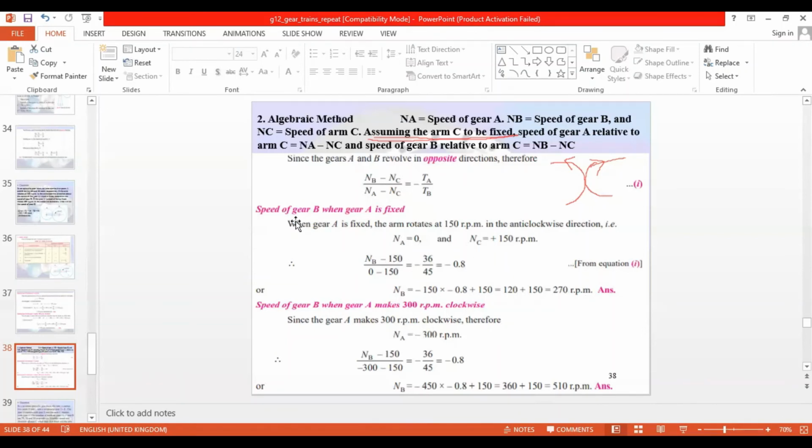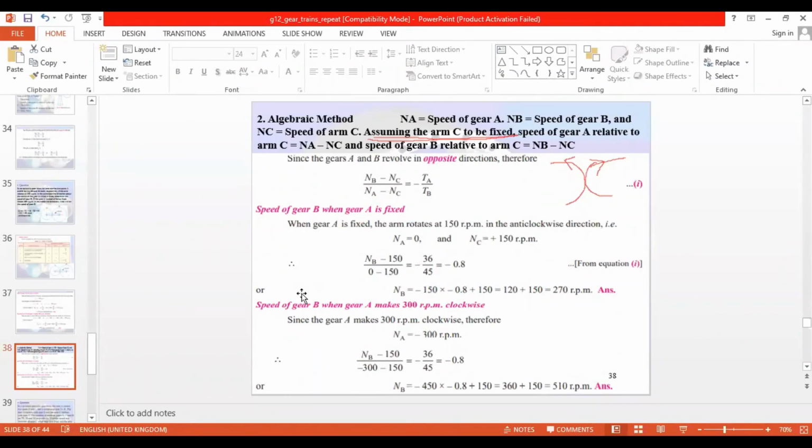So this is for the condition where A is fixed. The same equation, we are going to fix whatever we wish, and apply the numbers whatever we know. Next one: speed of gear B when gear A makes 300 RPM clockwise. So here we have to find the speed of gear B when A is making a 300 RPM clockwise motion.